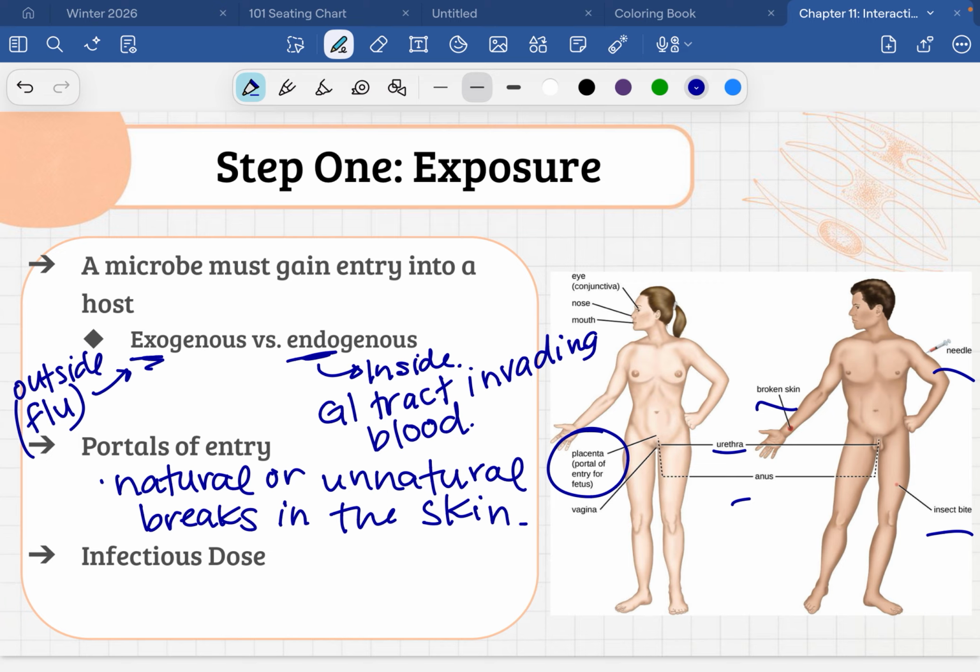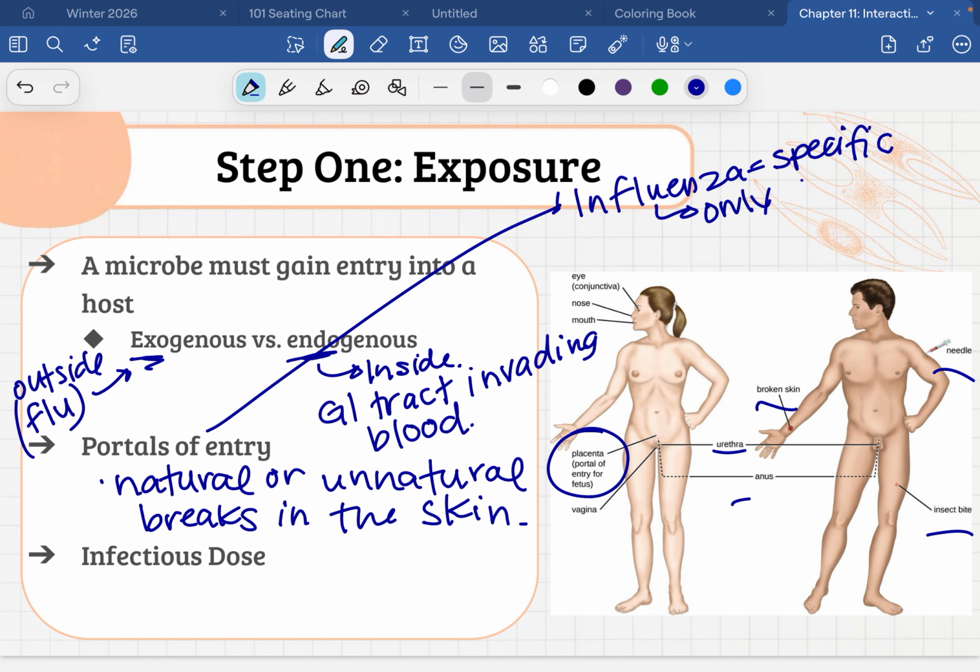For example, influenza is very specific. Influenza is only going to infect the nasal opening. If influenza comes in contact with your body anywhere but your nasal opening, it is not going to cause disease, right? You can't have gastrointestinal influenza or genital influenza. That's not a thing that exists, okay? So influenza has a very, very specific portal of entry.